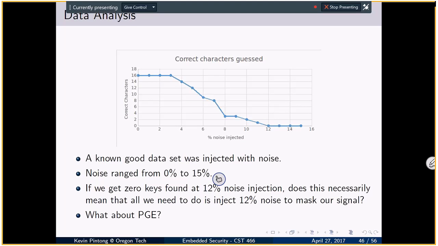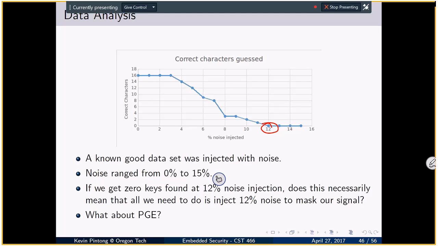Let's say, as part of the attack, you want to mask, and we're going to get into more on this on Monday. Let's say we're going to put noise in purposefully to block the attacker. If we simulate this in Python, we take a known good data set and inject a percentage of noise. As we increase the percentage of noise, we get fewer and fewer correct characters. We get 0 keys found at around 12% noise injection.